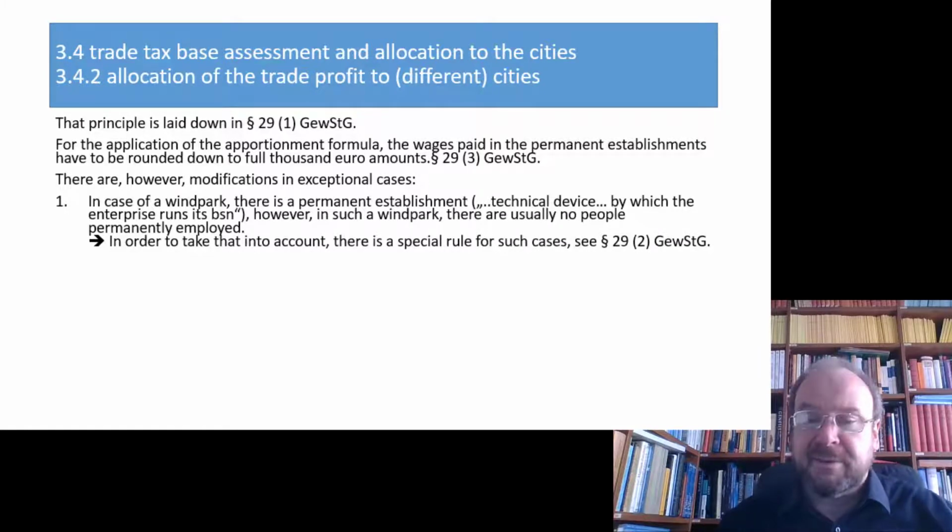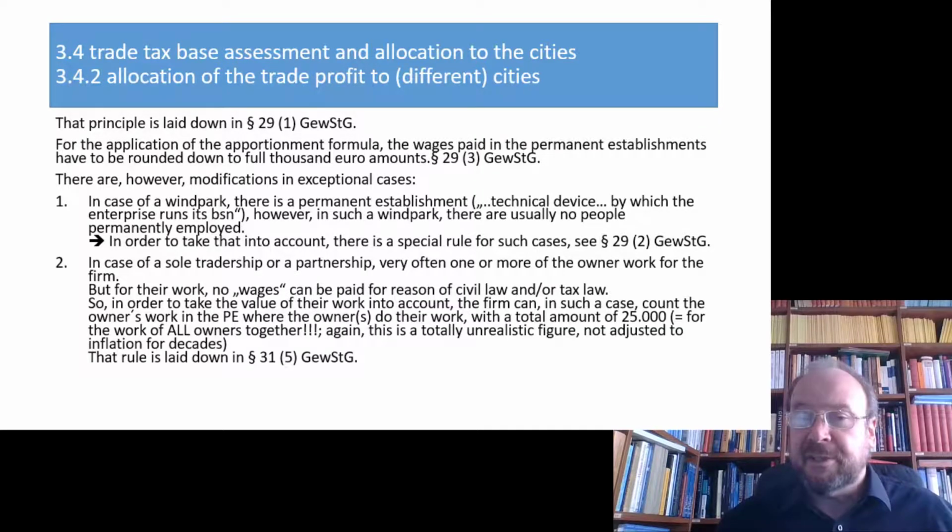And in order to take that specific situation into account, there is a special rule for such cases. Hear it and forget it. You will probably never end up as a tax advisor of a wind park. So nice to hear and even nicer to forget.